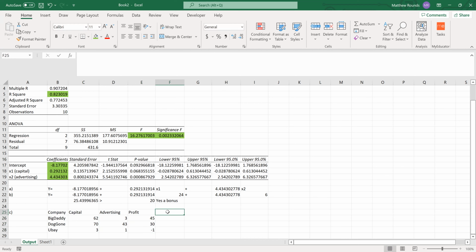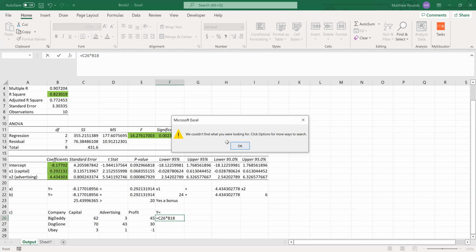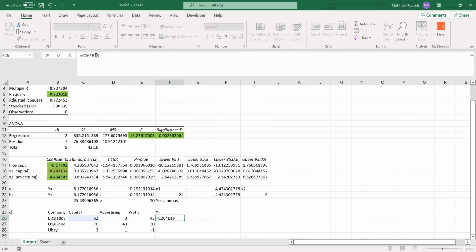So now we're going to do our y equals, our projection. You take this number you just found times the capital investment. Hopefully you can see that, C6 times that coefficient. Okay, but you need to hold it because you don't want to have to redo this formula each time. F2 helps you to hold it. Why isn't that working? No, it's F4. F4.